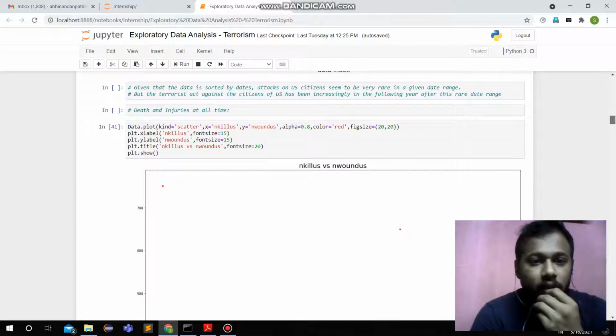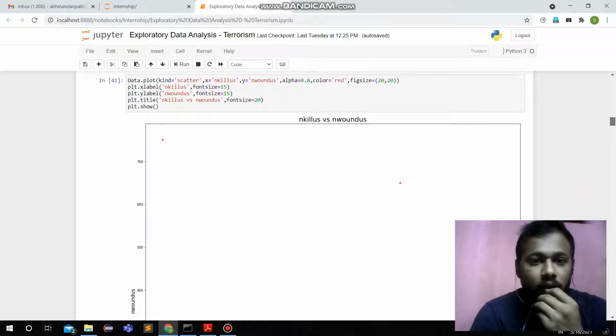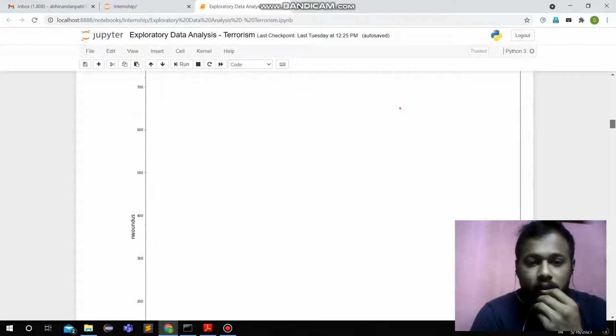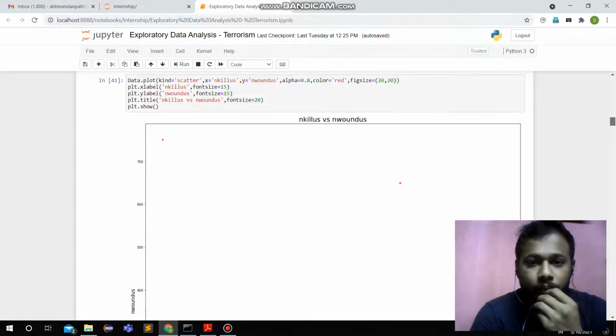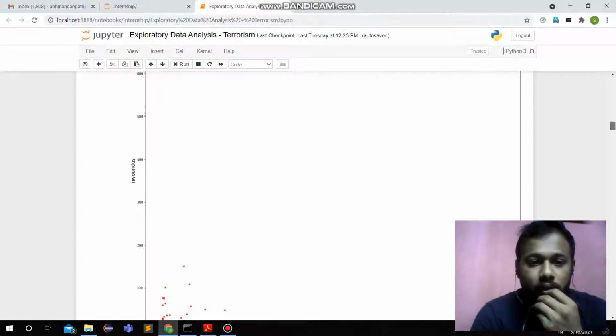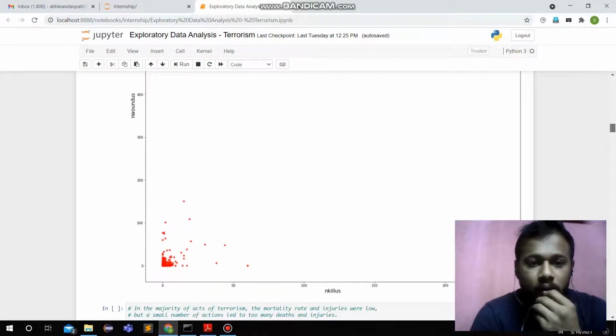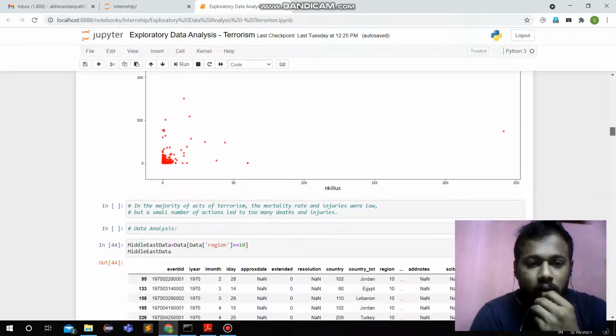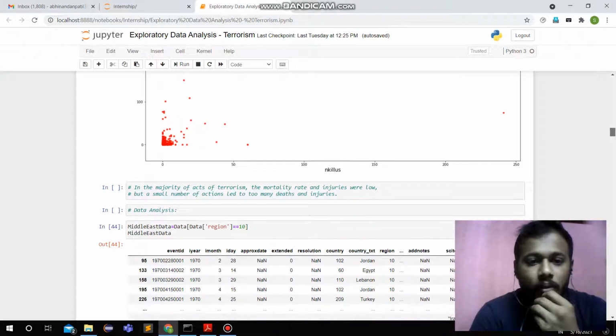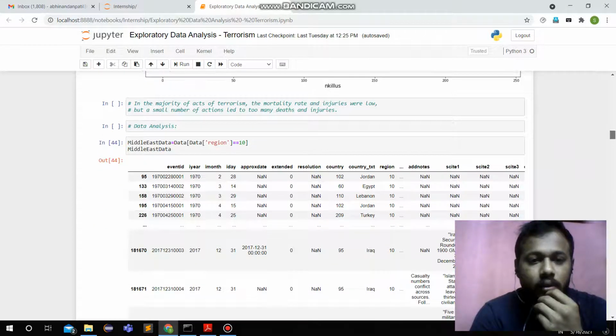After that, I looked at deaths and injuries at all times. Here is the scatter plot for number of kills versus number of wounds. From the above plot, it is clear that in the majority of acts of terrorism, the mortality rate and injuries were low, but a small number of actions led to very many deaths and injuries. After that, I am done with this data analysis.